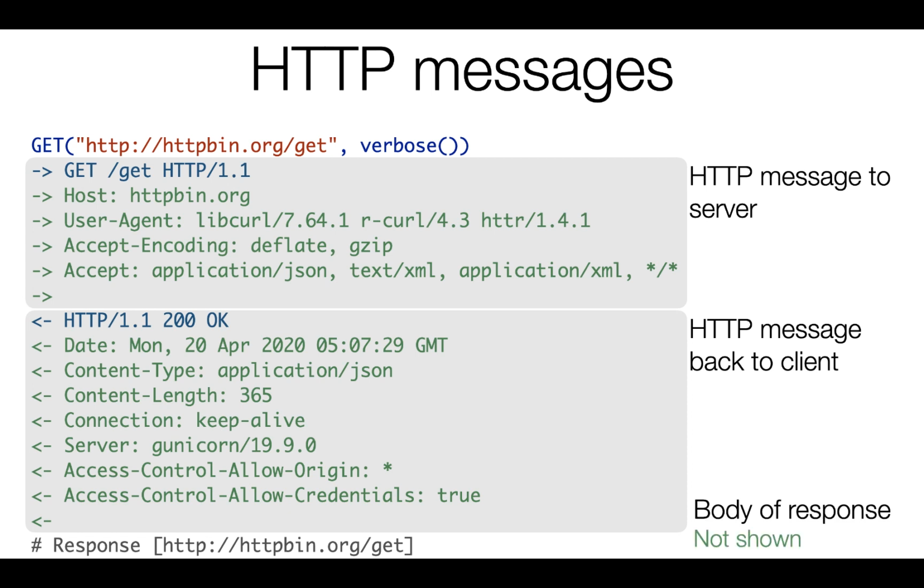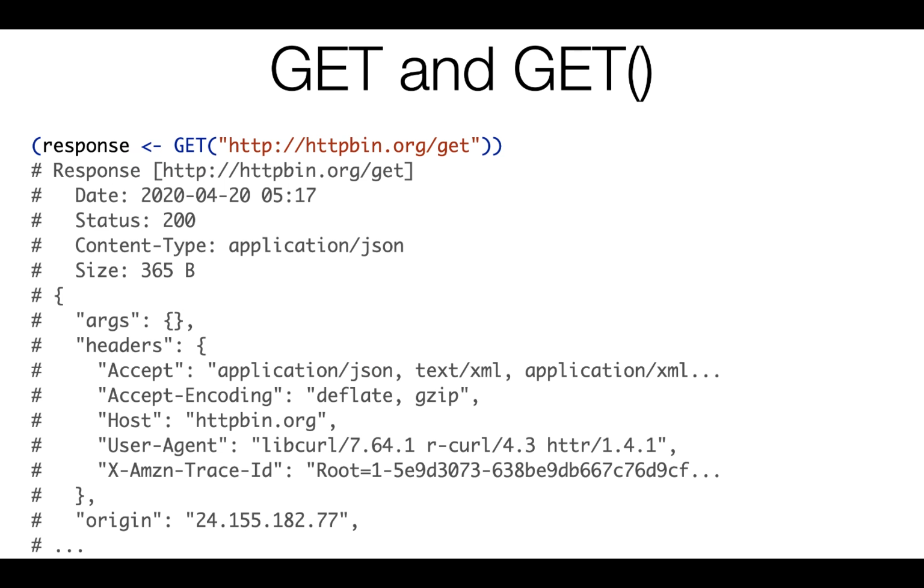The body of the response is not shown. That is actually going to be kicked back. You can see it's kind of starting, and then it goes off the page below. If I store this as something called response, and now I turn verbose off, you can see the rest of the things there. So you see things like the header information, there's the origin, i.e. that's my IP address, and so on.